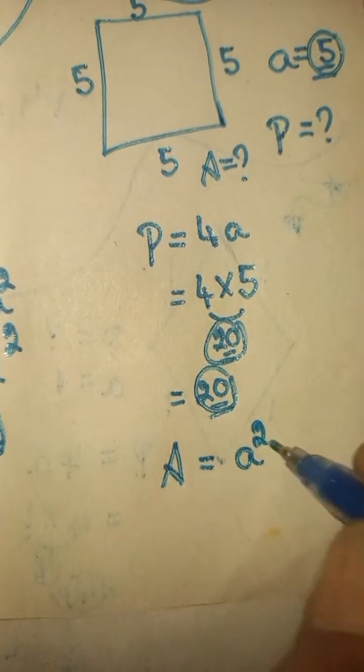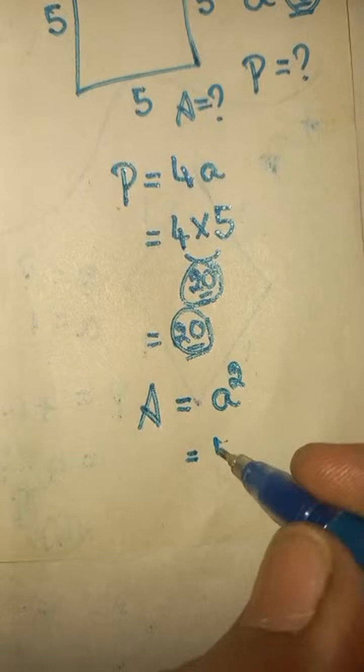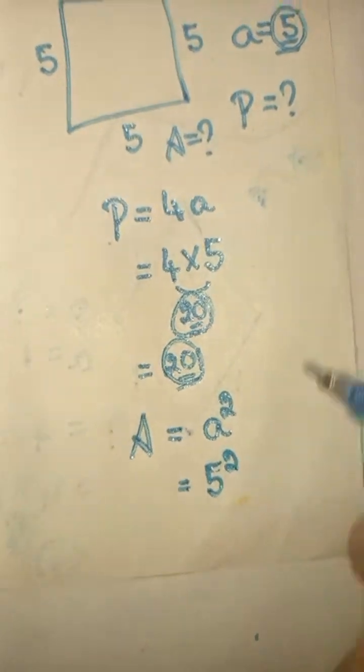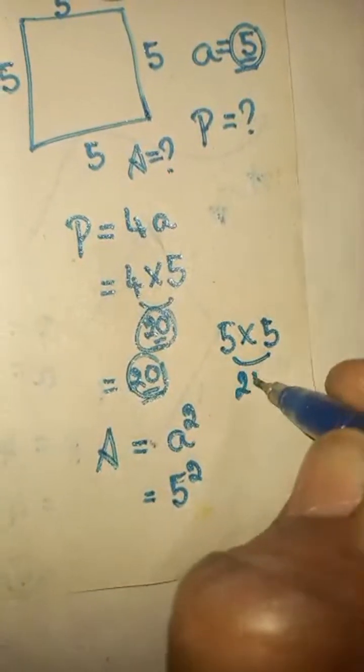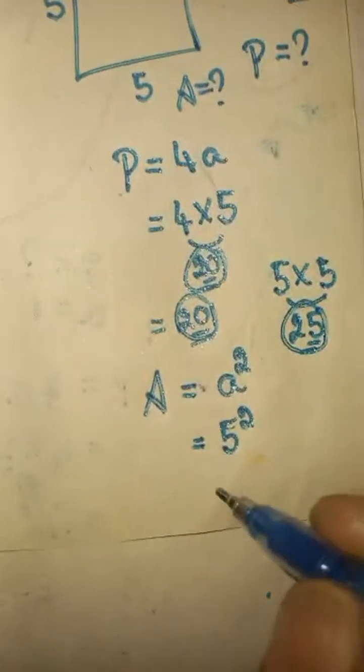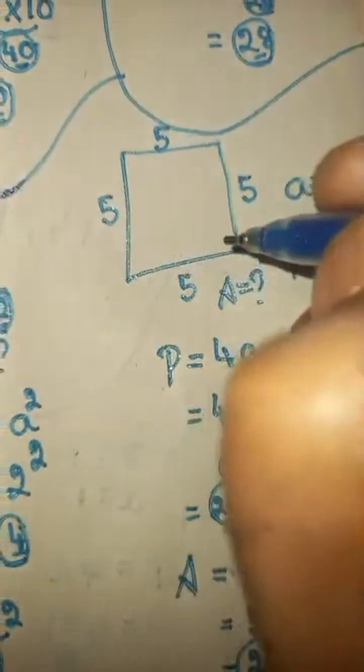Now let's find the area. Area is side length squared. Here the side length is 5 units, so it is 5 square. 5 square means you need to multiply 5 by itself. 5 times 5 is 25. So 25 square units is the area of the square.